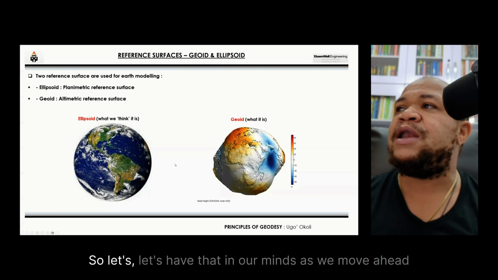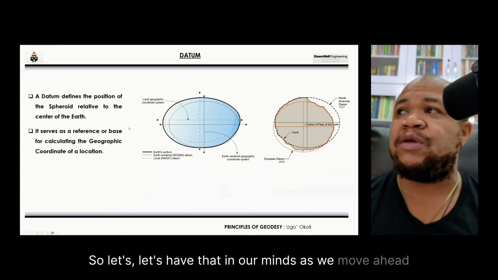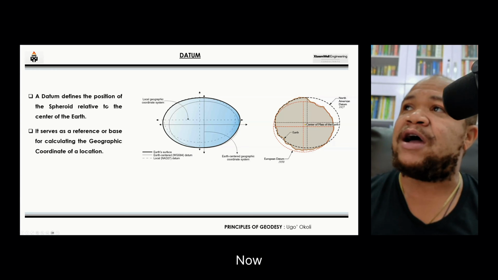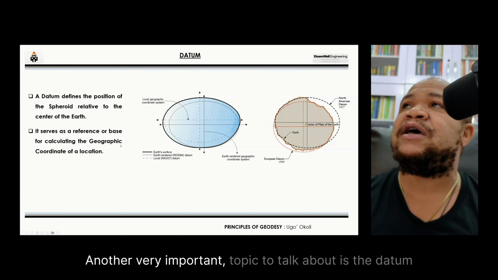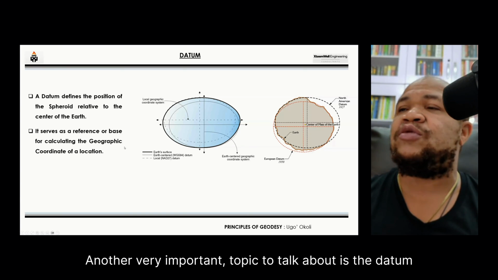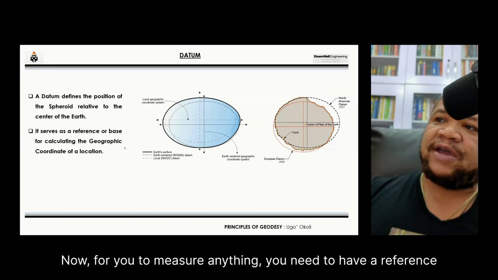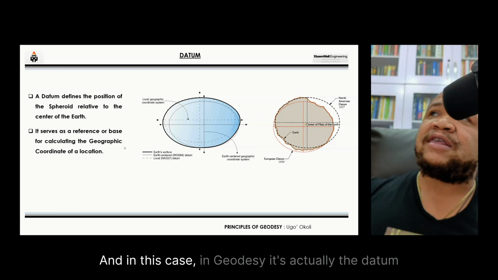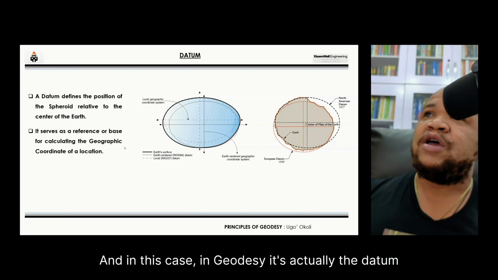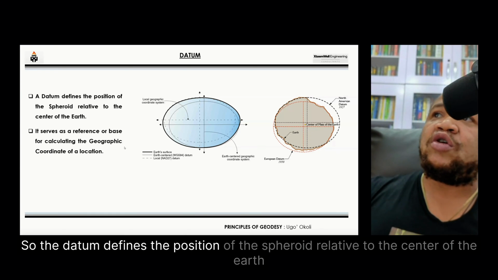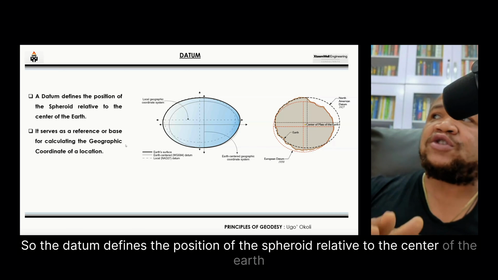So let's have that in our minds as we move ahead. So this is what we have now. Another very important topic to talk about is the datum. For you to measure anything, you need to have a reference, and in geodesy, it's actually the datum. The datum defines the position of the spheroid relative to the center of the earth.